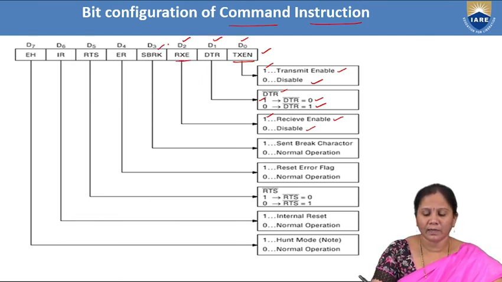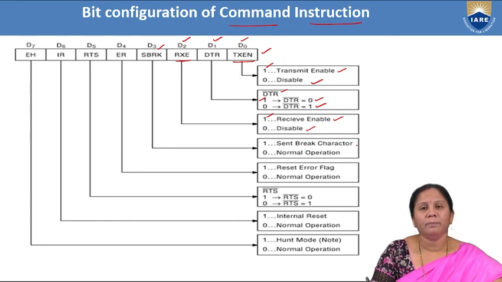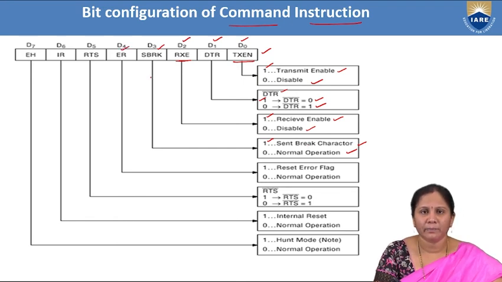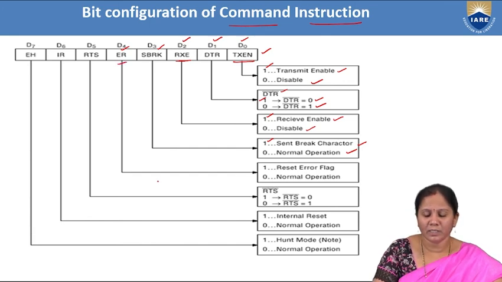And SBRK here means send break character. If that bit is 1, send break character. If it is 0, normal operation will be performed. And here ER represents error. This bit is used to reset the error flag. If this ER bit is 1, reset the error flag. If it is 0, normal operation.